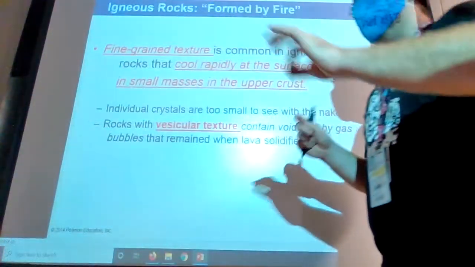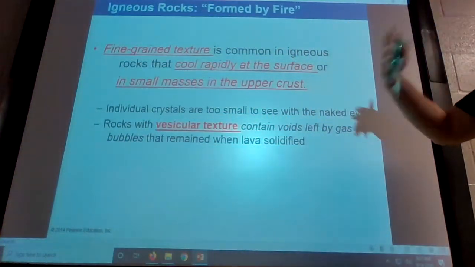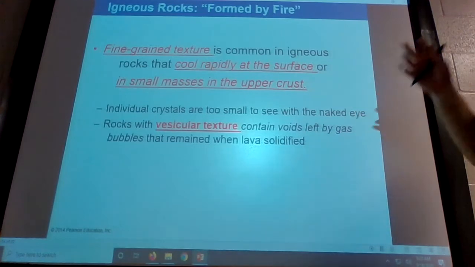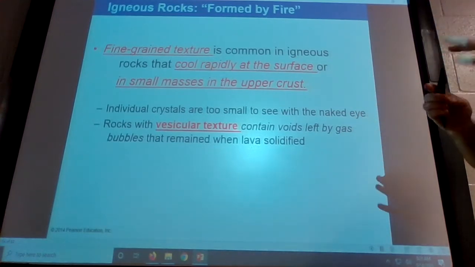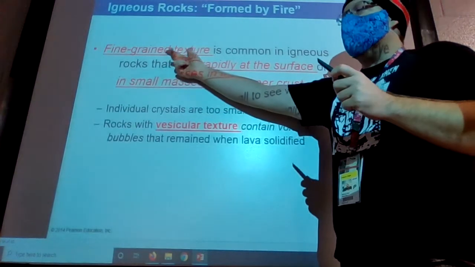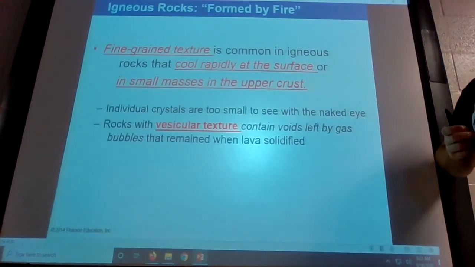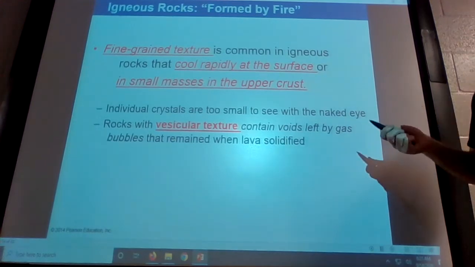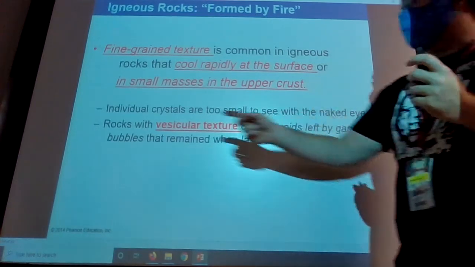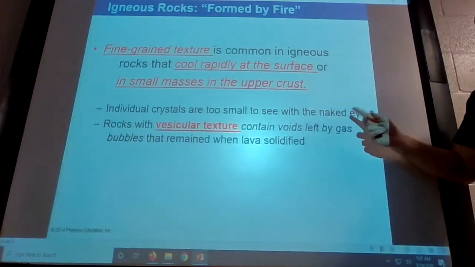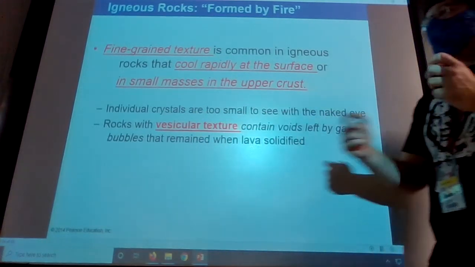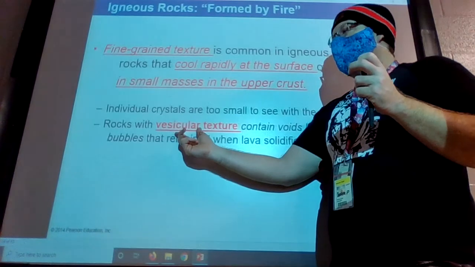Sometimes it's kind of hard to tell because everything in nature exists on a spectrum instead of in nice, neat little categories. But in general, when we say fine grain texture, you would need the aid of a little magnifying glass or a microscope to be able to see those individual grains. So they say that here, individual crystals too small to see with the naked eye. They do have a subterm here, vesicular.